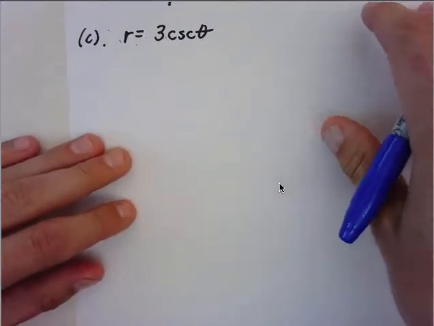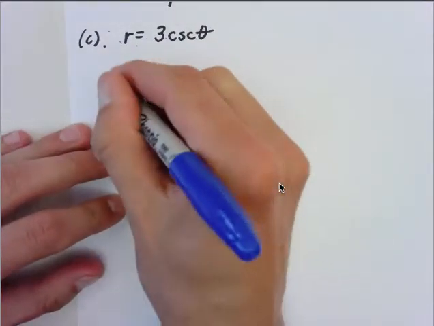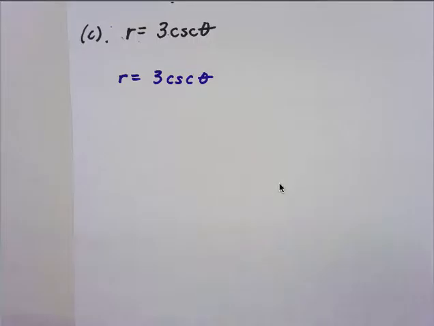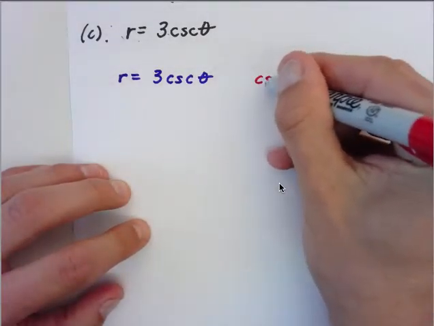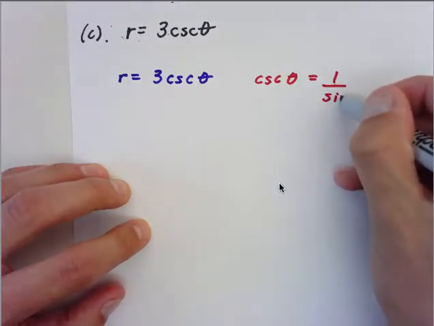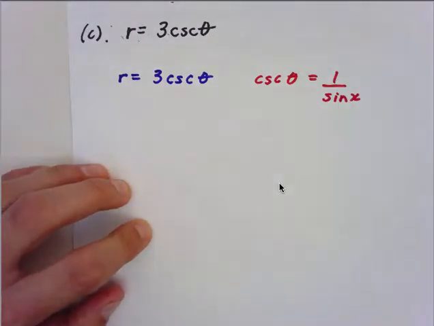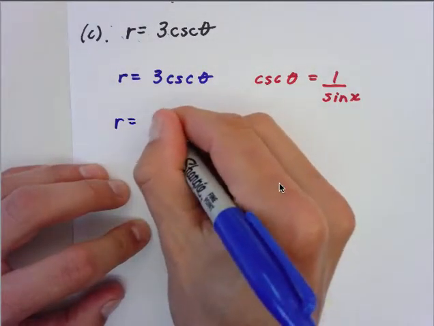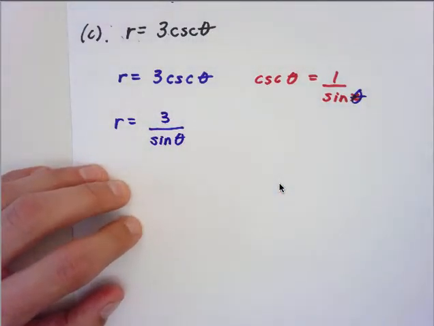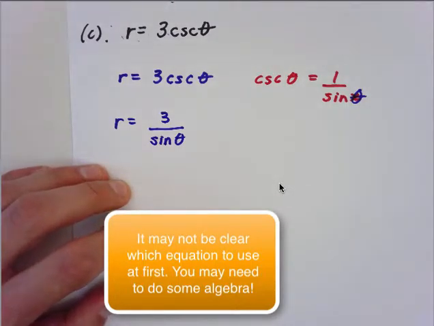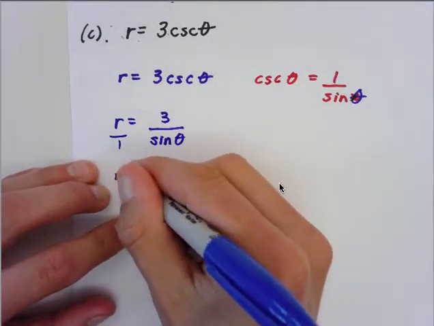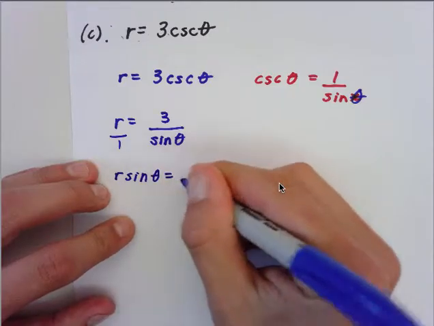Our third example is r equals 3 cosecant of theta. Just remember that cosecant theta is equal to 1 over sine theta. So let's go ahead and rewrite that. We're going to have r equals 3 over sine theta. Keep that in terms of theta. So now I have this equation, and why don't I go ahead and cross multiply before I do anything? So then I'm going to have r sine of theta equals 3.